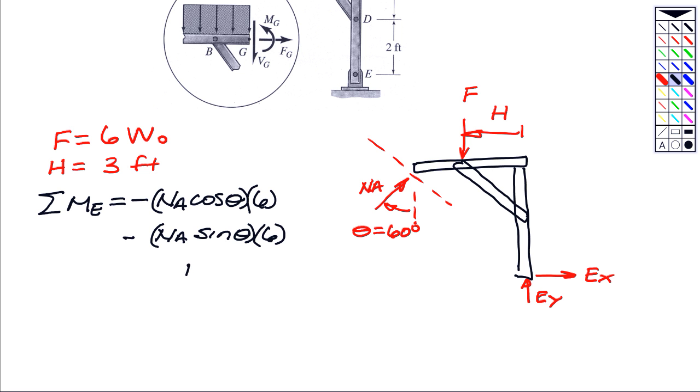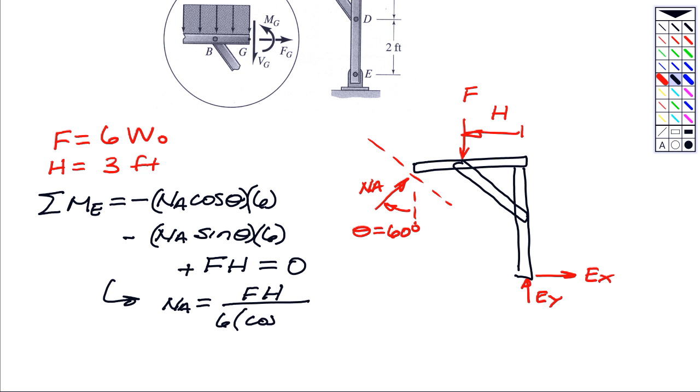And then I have the moment about E due to the load F. It's got a moment arm of H. It's in the positive Z. So when I set that equal to 0 for equilibrium, I solve for NA. NA is the resultant force F times the distance H, divided by 6 times (cosine theta plus sine theta). So we have all the numbers it takes to calculate NA. So that's the first FBD.